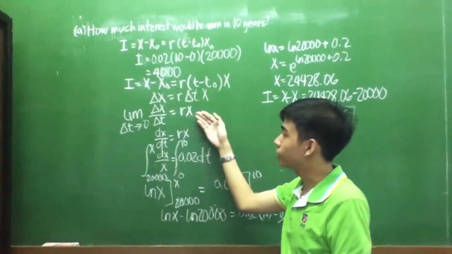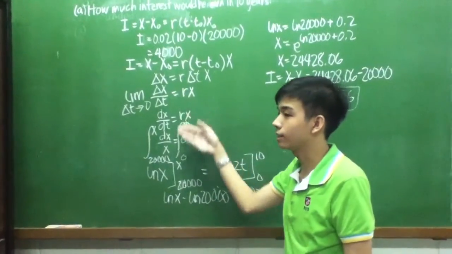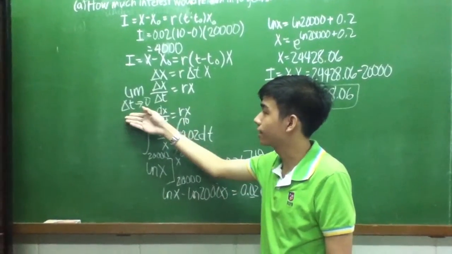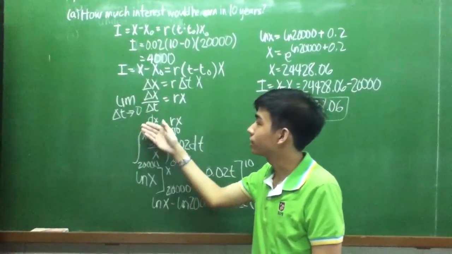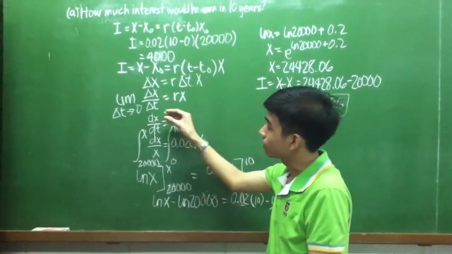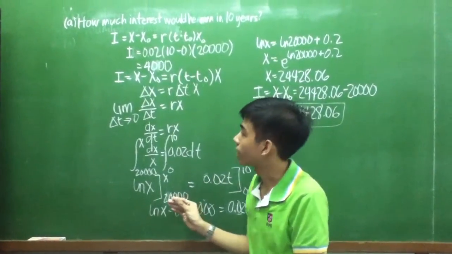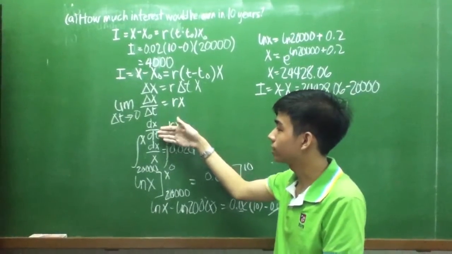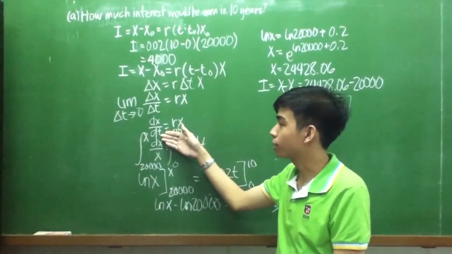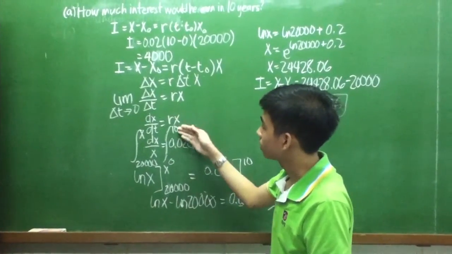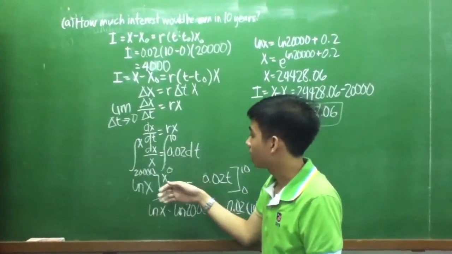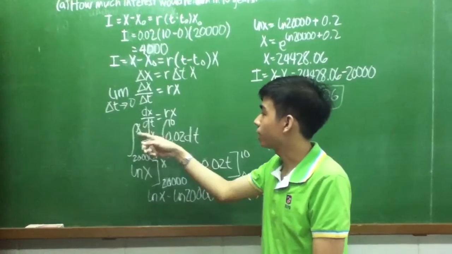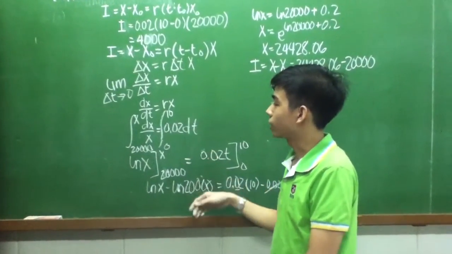Next, I divided both sides of the equation by delta t, so we will have delta x over delta t equals rx. And then we take the limit as delta t approaches 0, since I mentioned that the time that elapsed will be very much shorter, approaching 0. And if that happens, then the delta x over delta t will transform into dx over dt. In order to get the amount x, we need to add all of the small parts. That's why we need to integrate both sides of the equation.